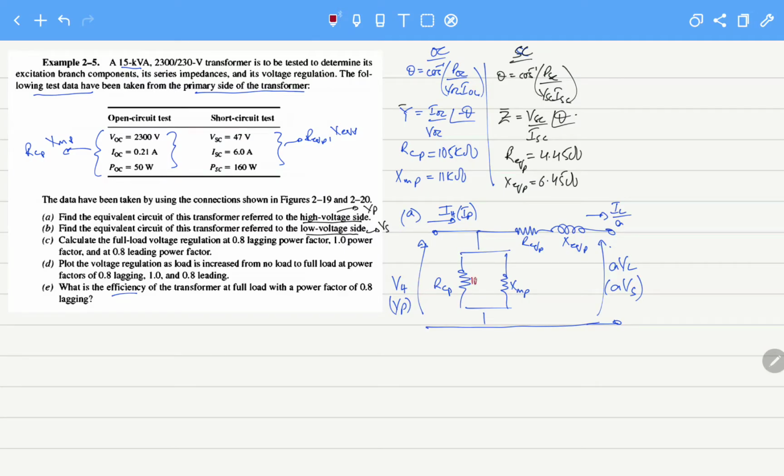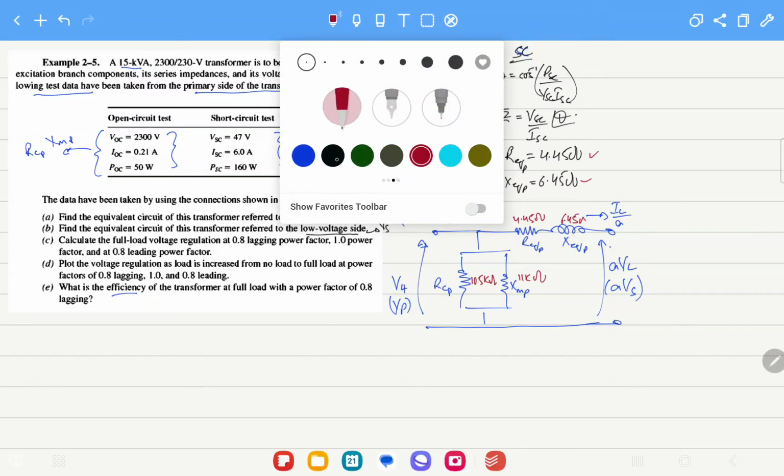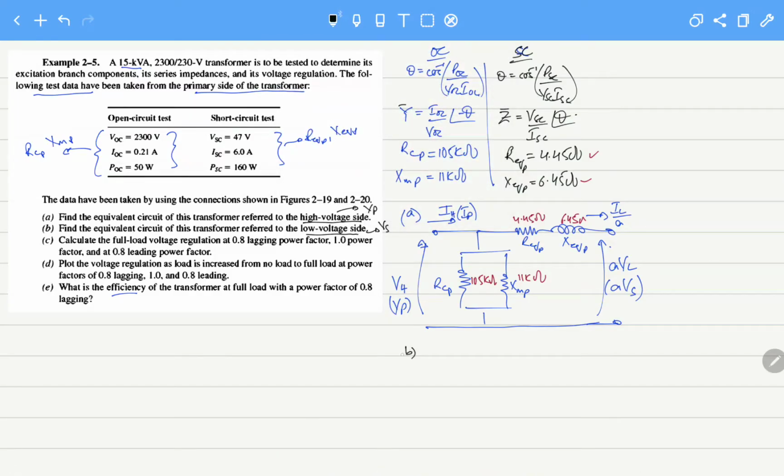This will be 105 kilo ohms, this will be 11 kilo ohms, R equivalent will be 4.45, not kilo ohms, sorry, ohms, and this will be 6.45 ohms here that we calculated. So this is referred to the high voltage side, referred to the primary. The second part states that we have to calculate, referred to the low voltage side. LV side in our transformer is the secondary side.